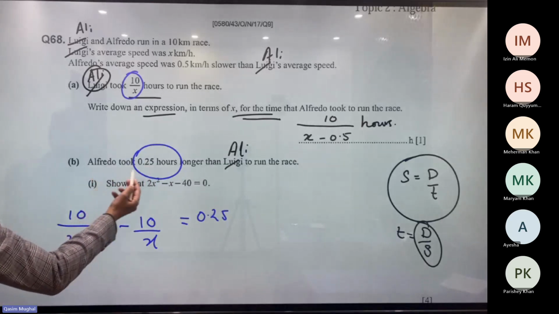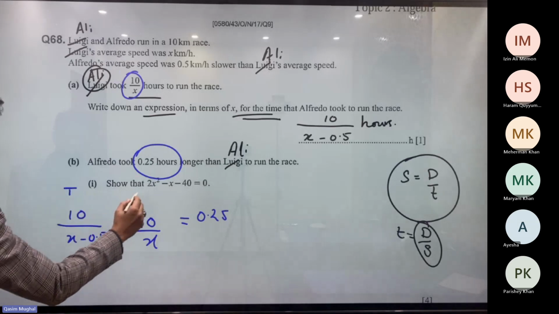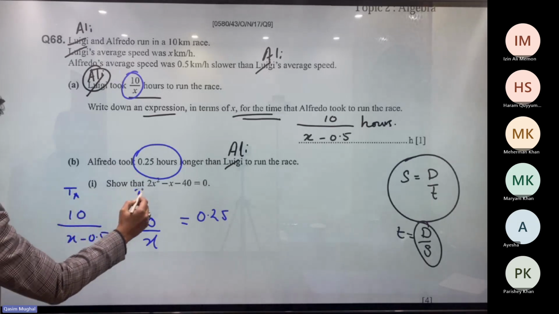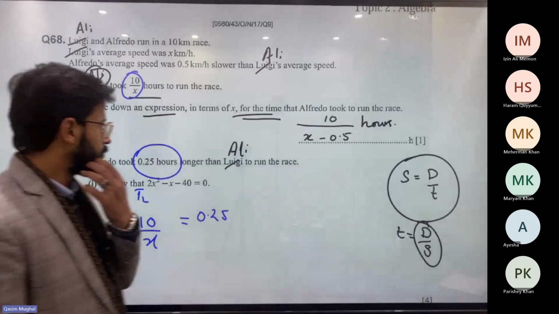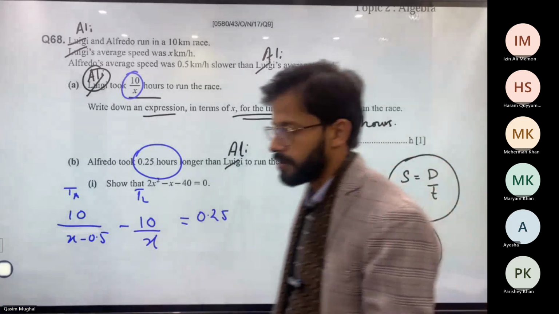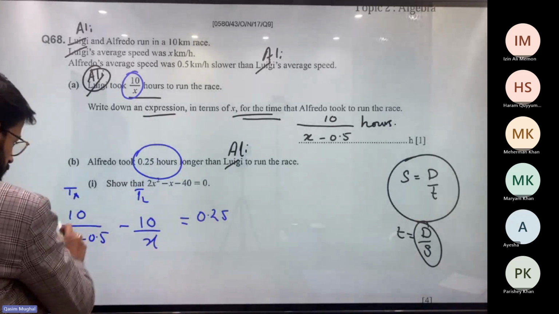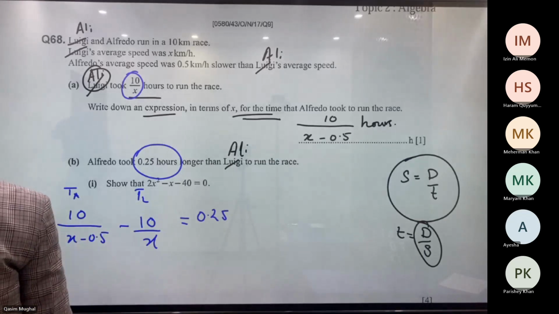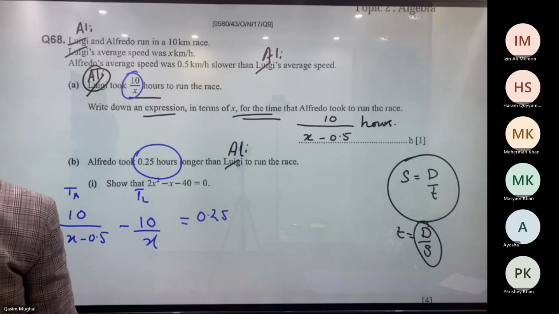Alfredo took longer, and this is written in the question as well. Alfredo took 0.25 hours longer than this. So this is the expression of time for Alfredo, and this is the expression of time for Luigi. Alfredo took longer than him, so the time difference of the two persons is 0.25 hours. Were you able to form this equation, or was it not forming? Yes sir, it was done. Okay, good.